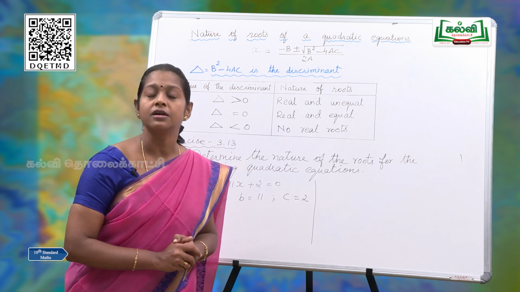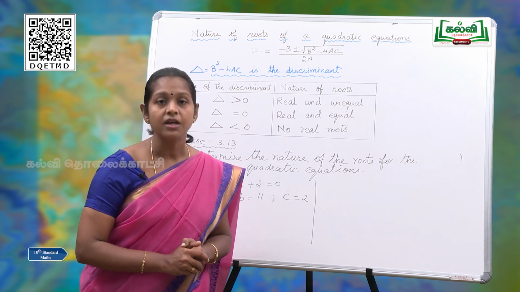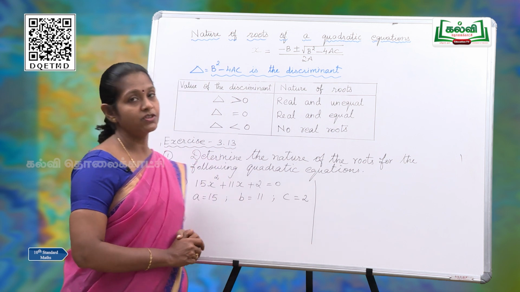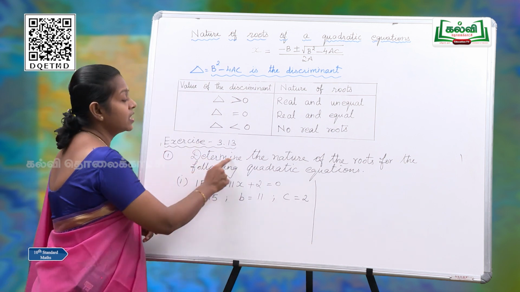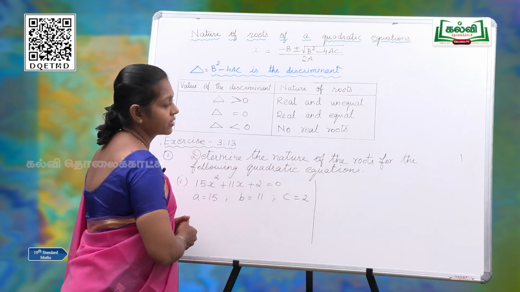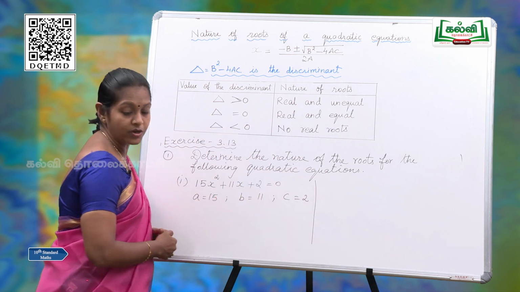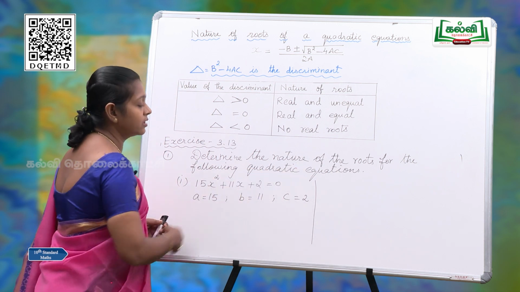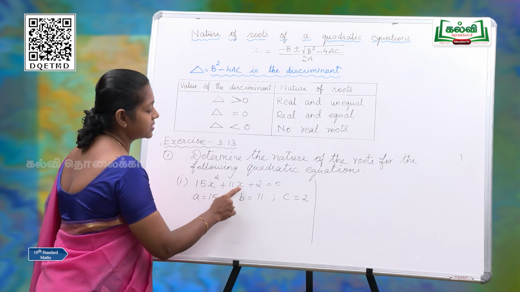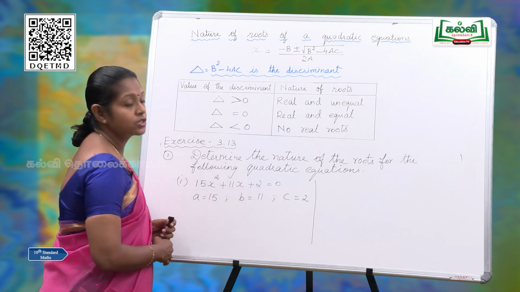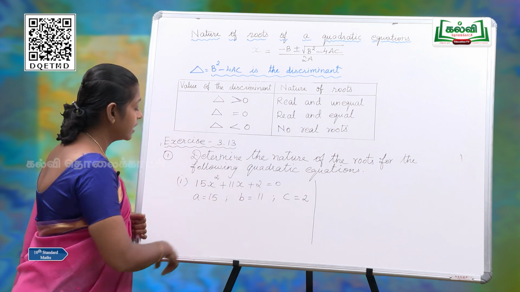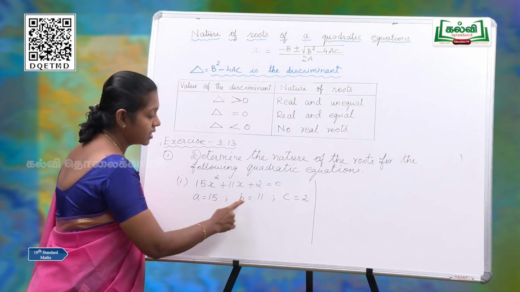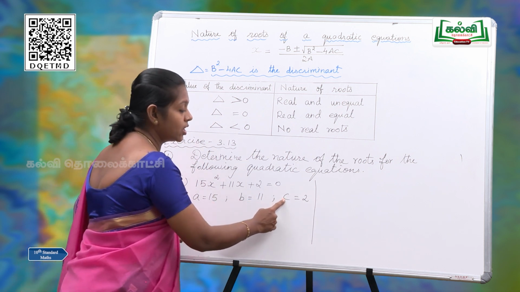Today we are going to take exercise 3.13. In that, first question, subdivision 1. Now listen. Determine the nature of roots for the following quadratic equations. So, the equations are given here. 15x squared plus 11x plus 2 equals 0. You know very well a is equal to what? 15. b equals what? 11. c equals 2.